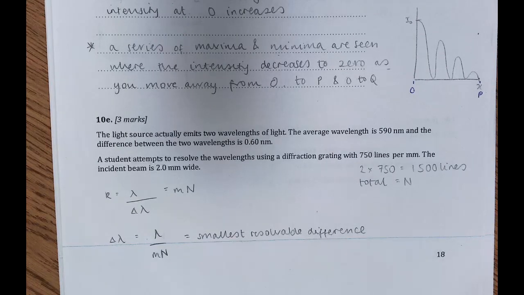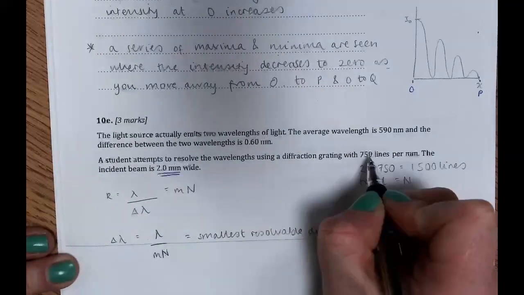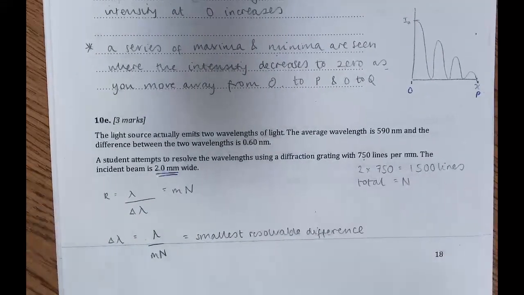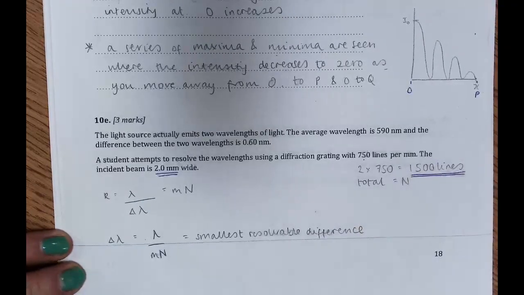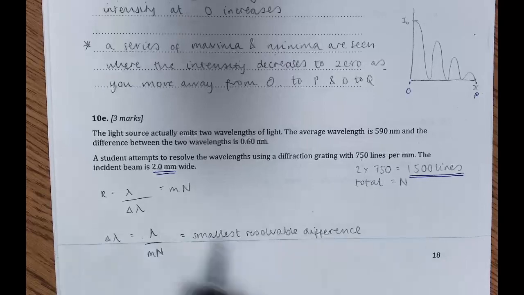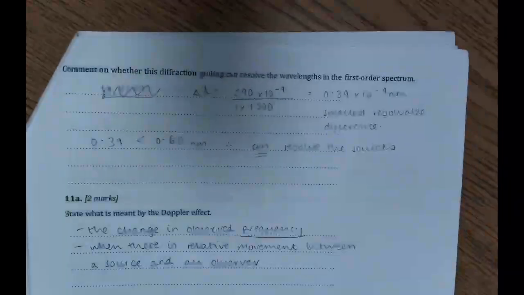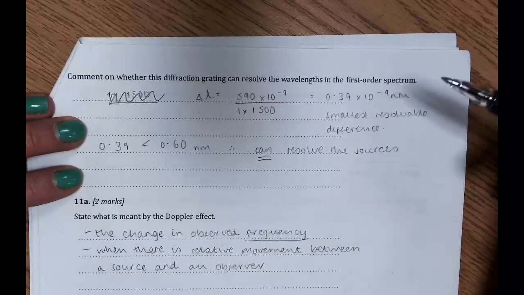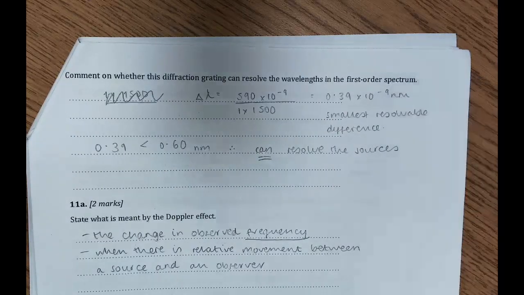So we need to work out how many lines the beam is actually travelling through. We know that the beam width is 2 millimeters, and in each one of those millimeters there will be 750 lines. So the total number of lines, N, is 1,500. Okay, and then I've just listed my 2 equations from the data booklet about resolution. So it says, comment on whether this diffraction grating can resolve the wavelengths in the first order spectrum.